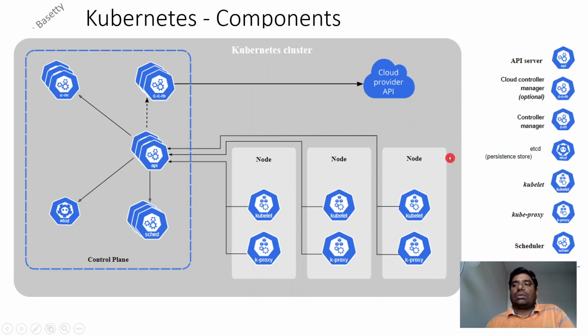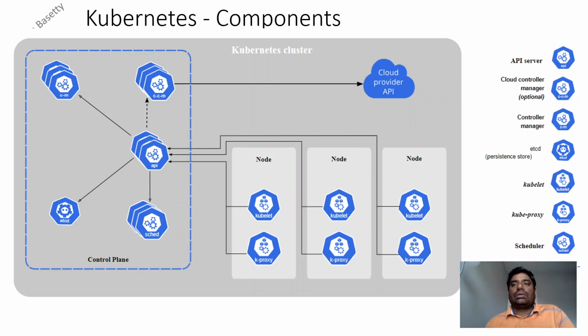Okay, so this is what it is representing. This white color box is what we call a node. This is node 1, node 2, node 3. This is all about a Kubernetes cluster, and this is one node which is running the Kubernetes control plane services.